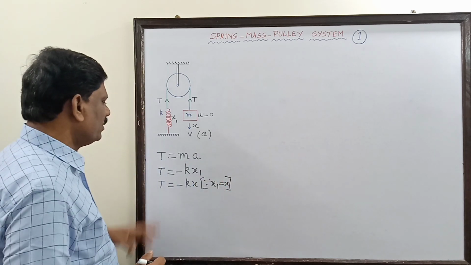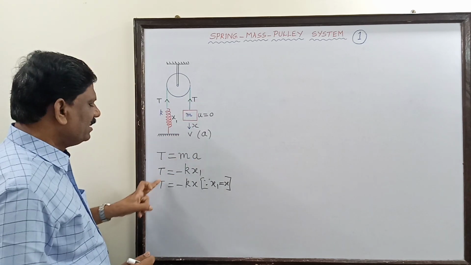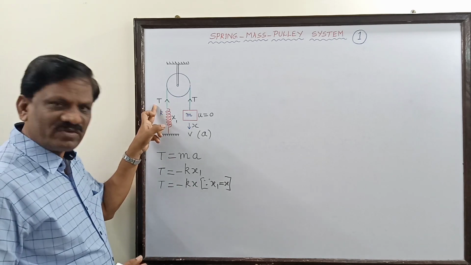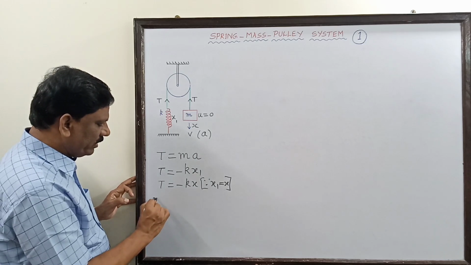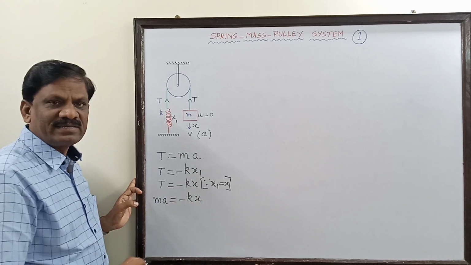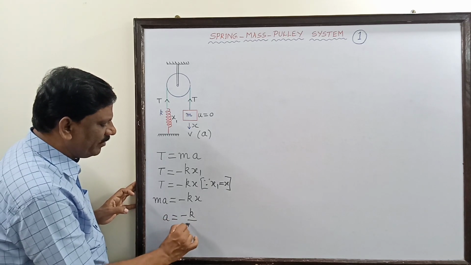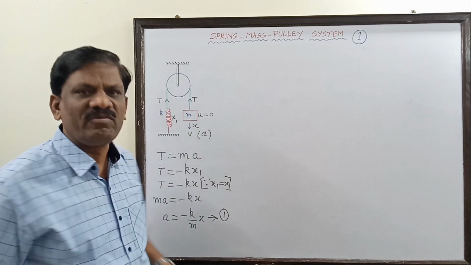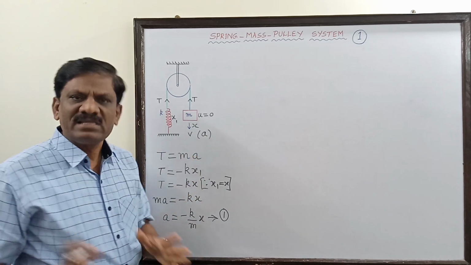Okay. So now you can see T is equal to M into A on the right arm of the string, and T is equal to minus K times x on the left arm of the string. I am going to equate these two and get an expression for acceleration. So equating these two, MA is equal to minus K into x, or acceleration A is equal to minus K by M into x. So this is the equation for the acceleration of the spring mass system.